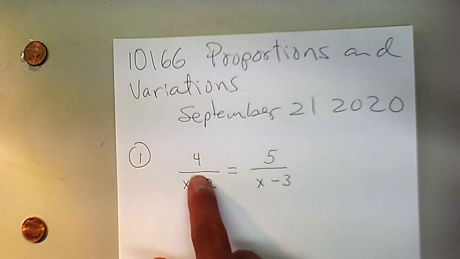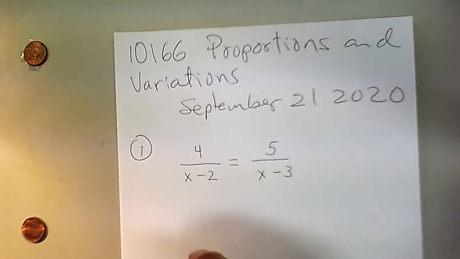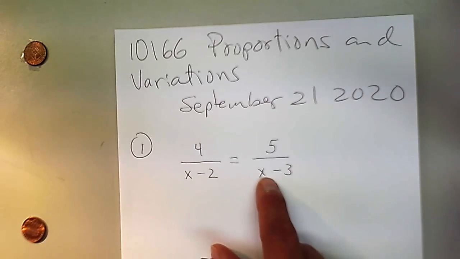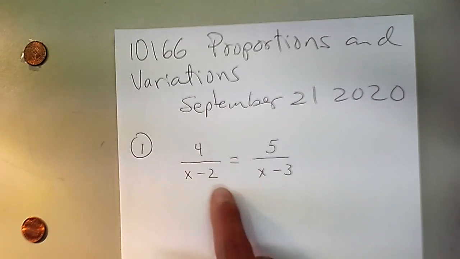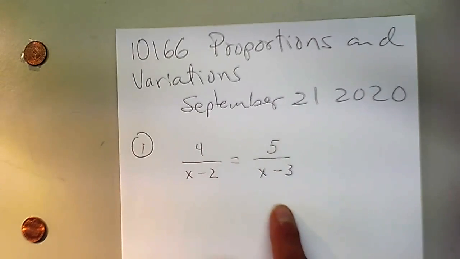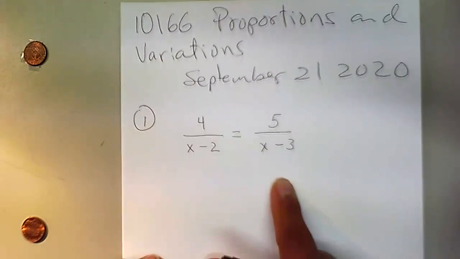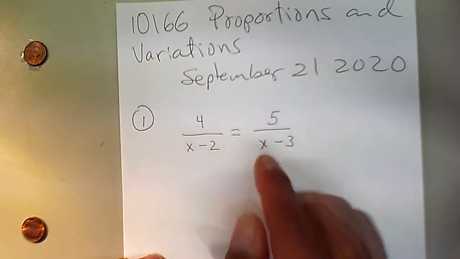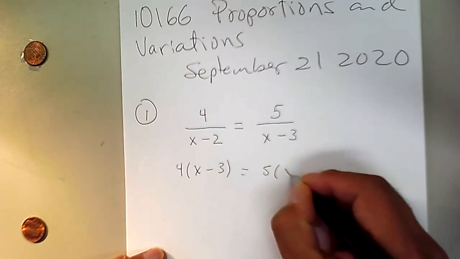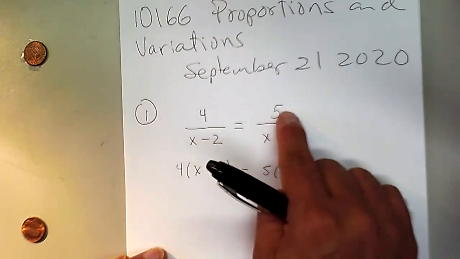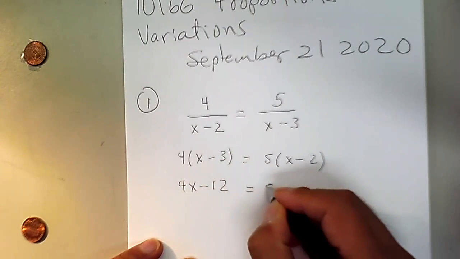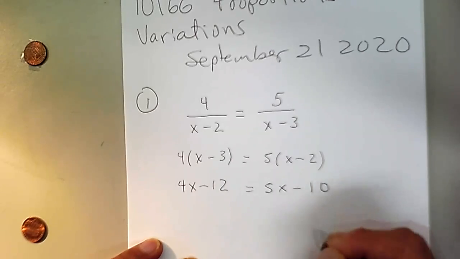So let's do that. There could be more to that. We should really multiply by the least common denominator of the fractions. But in this case, the least common denominator is just x minus 2 and x minus 3. So we just cross multiply, and that yields the same thing. So we end up with 4 times the quantity x minus 3 equals 5 times the quantity x minus 2. Remember, all of this is being multiplied with 5. Distribute for 4x minus 12 equals 5x minus 10.